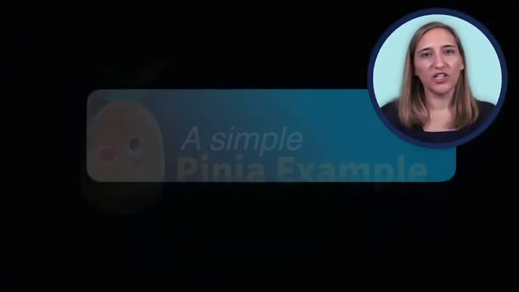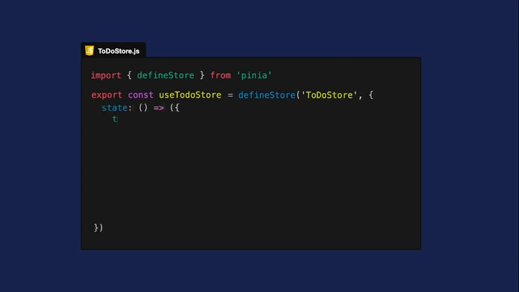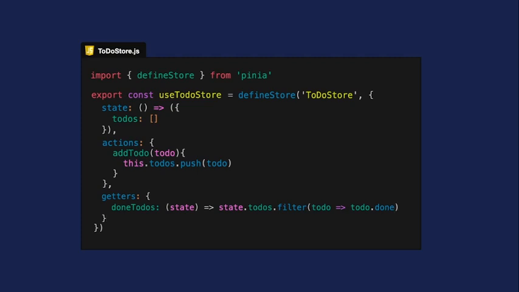Now that we're getting a clearer sense for how Pinia works, let's look at a simple example to see it all in motion. Here's a store from a to-do list app. This store tracks the state of the to-dos, and it includes an action to add them to the to-dos array and a getter for returning to-dos which are done.